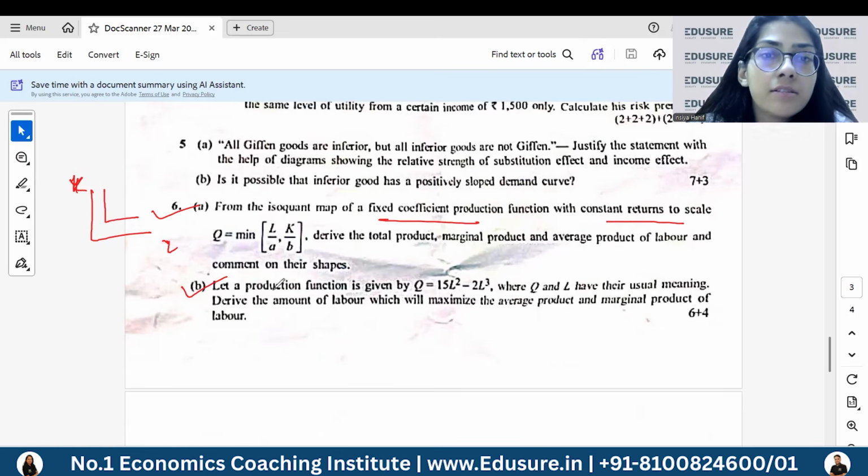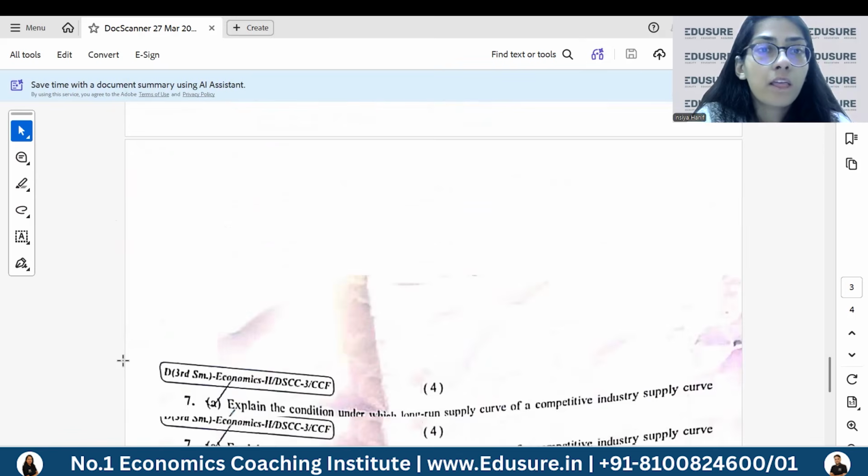Part B is let the production function be this. Derive the amount of labor which will maximize the AP and MP. Again, it's a very easy question. यहाँ से आपको बस AP calculate करना है, MP calculate करना है, and इसको बस maximize करना है. Okay. So again, this is an easy question.